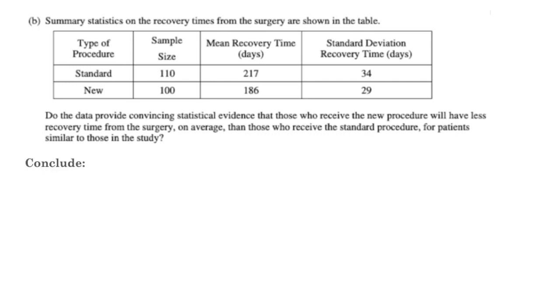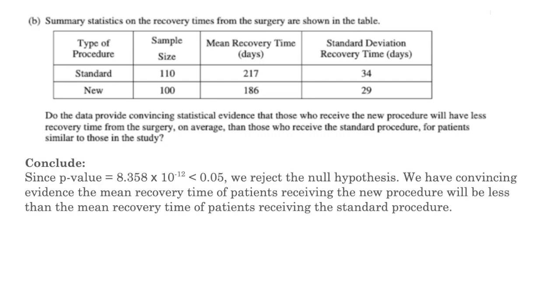So now it's time to conclude. We have to write a sentence. So here's my sentence. Since the p-value equals 8.358 times 10 to the negative 12, I used the calculator one, but you could use the one that we got with the formula, is less than 0.05 or less than 0.01, whatever significance level you choose, we reject the null hypothesis. So the first part of my sentence is always a decision with respect to the null. Do you reject the null or do you fail to reject the null? And why? What was the p-value?